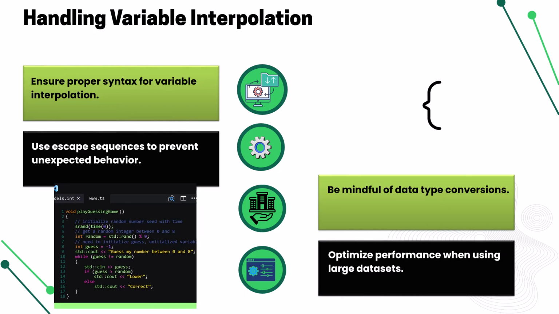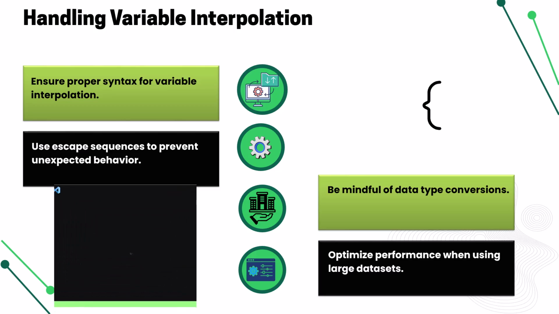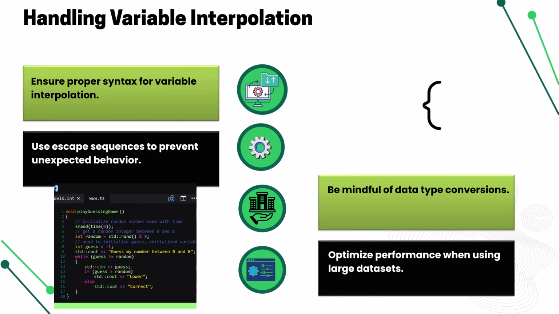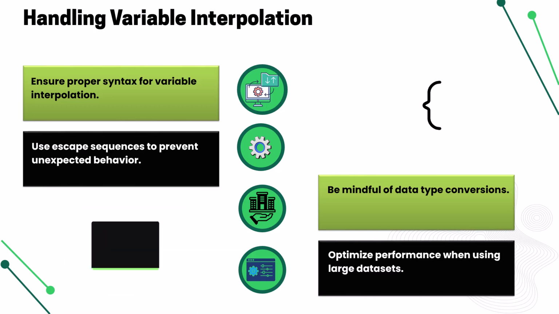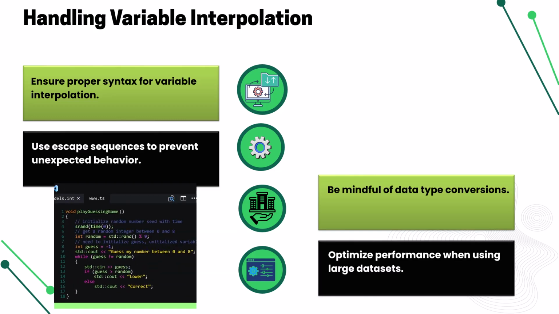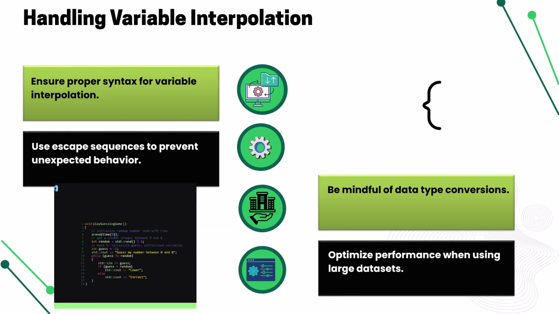Variable interpolation can be tricky. First, always double check your syntax. One misplaced bracket and chaos ensues. Second, escape sequences are your safety net against bizarre behaviors. Third, keep an eye on data types, because mixing strings and numbers can lead to hilarious but frustrating bugs. Finally, when working with large datasets, optimize wisely, or you might be waiting forever for your script to run.